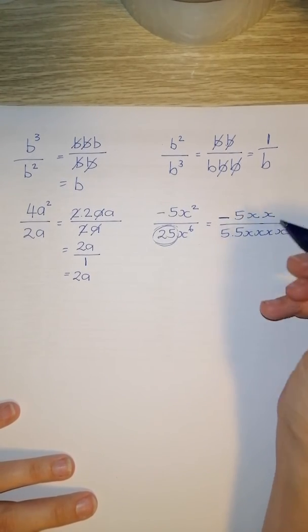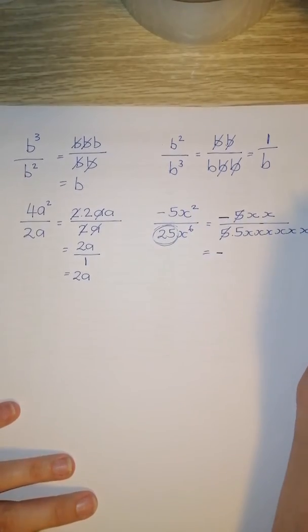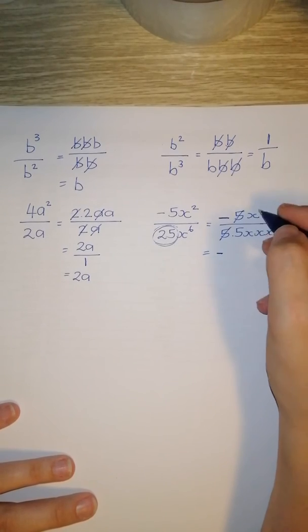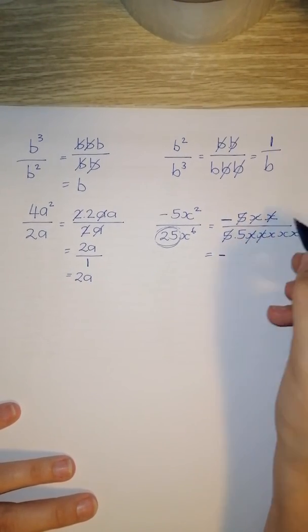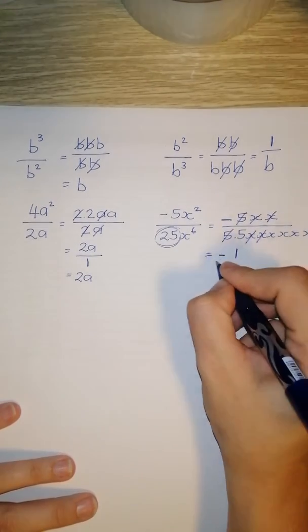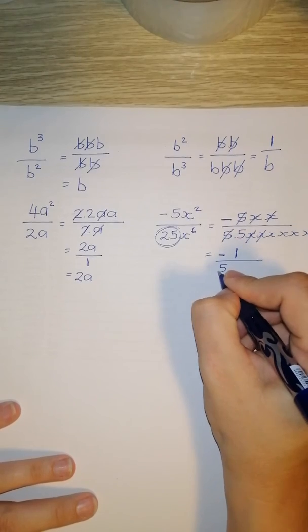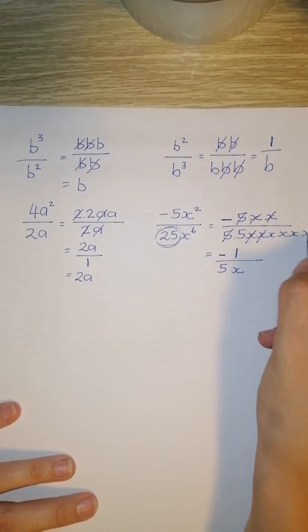Now I can start cancelling out. So 5 divided by itself would be 1. That would be 1, and that would be 1. So at the top, I would have a 1 left. At the bottom, I'll have a 5 and x to the power of 1, 2, 3, 4.